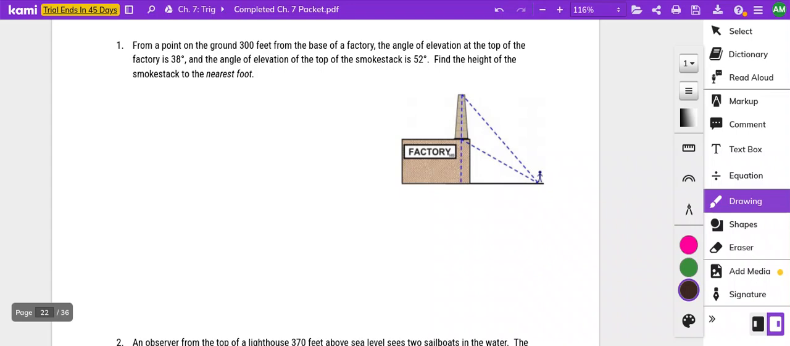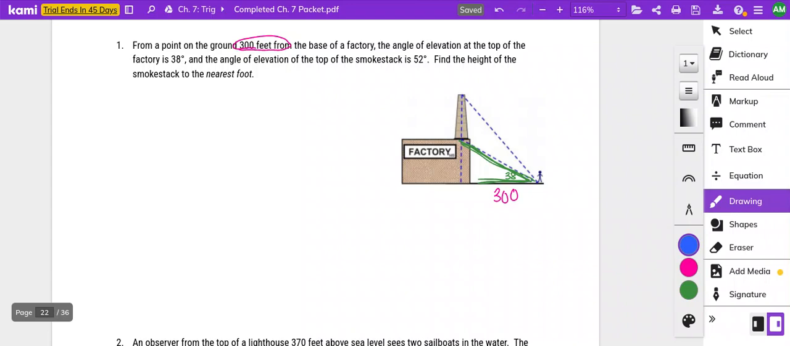So now we have question 1. From a point on the ground 300 feet from the base of the factory. I'm going to write that down right away. Then it says the angle of elevation at the top of the factory is 38 degrees. So I'm this little guy over here. And if I look at the top of the factory, I'm just looking here. So this angle of elevation is 38.